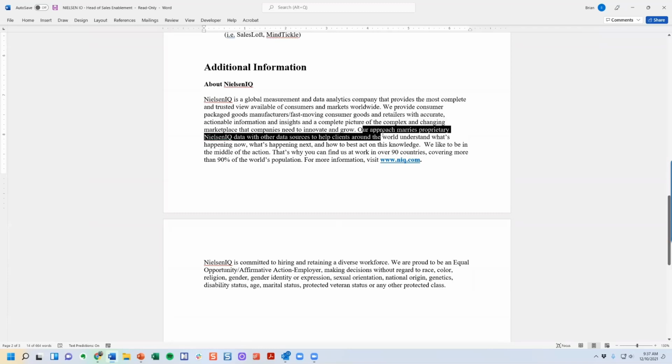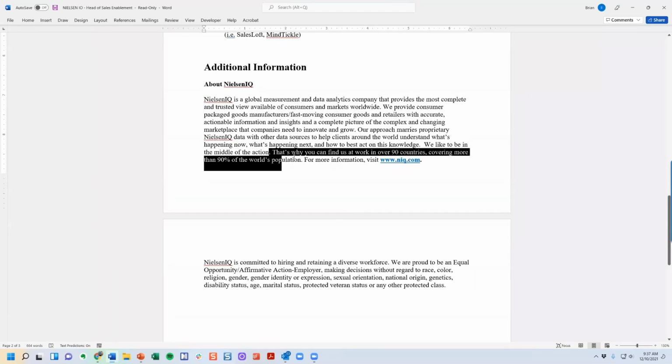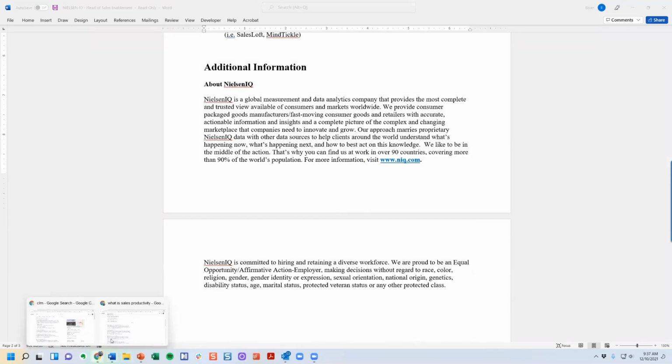Our approach marries proprietary Nielsen data with other data sources to help clients around the world understand what's happening now, what's happening next, and how to best act on the knowledge. We like to be in the middle of the action. That's why you could find us at work in 90 countries, covering more than 90% of the population. So did you go to their website? What did you find?